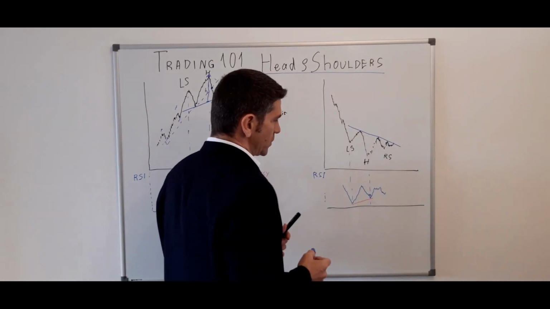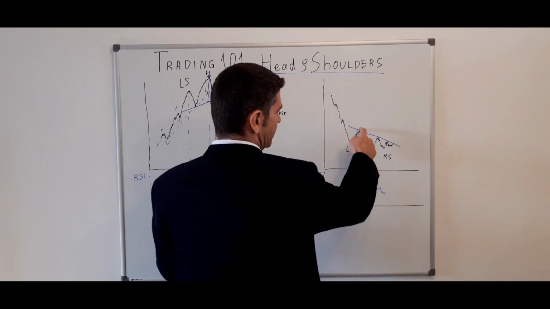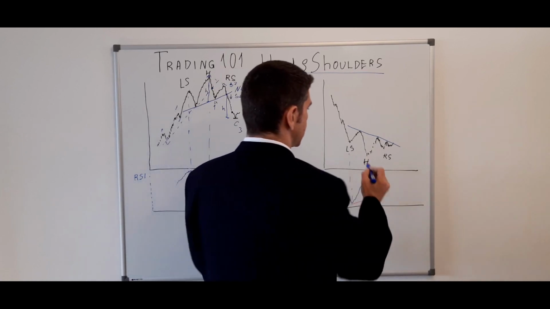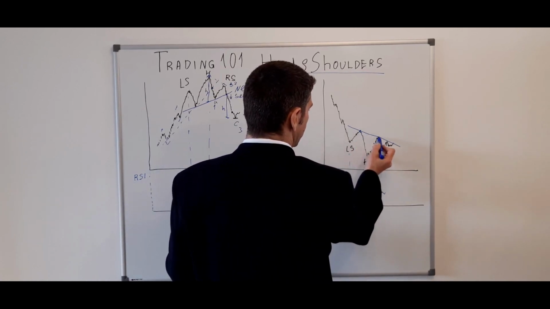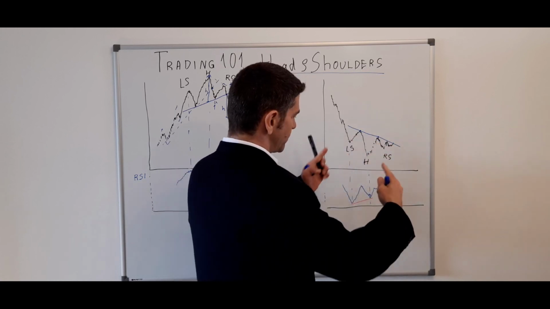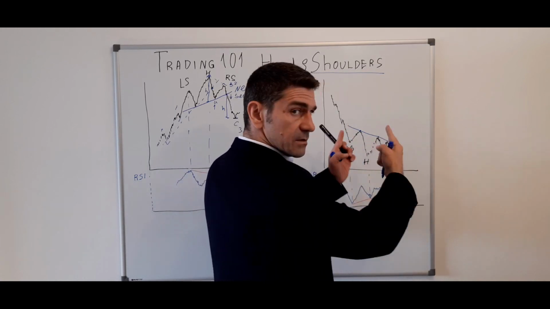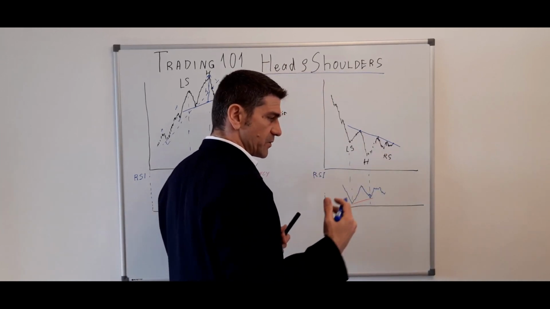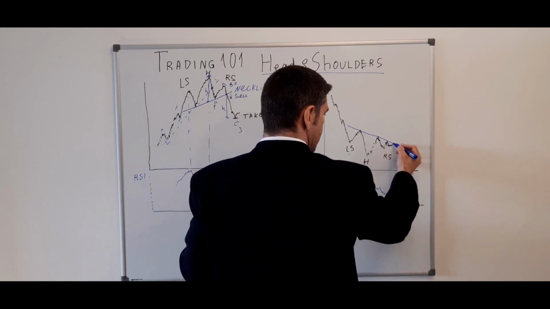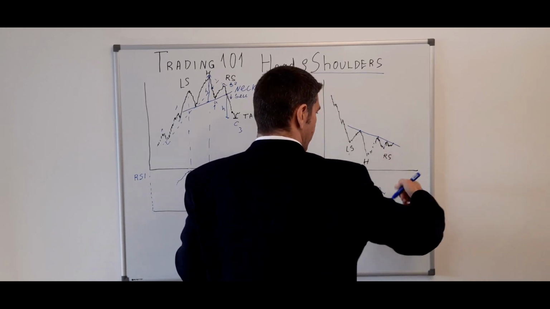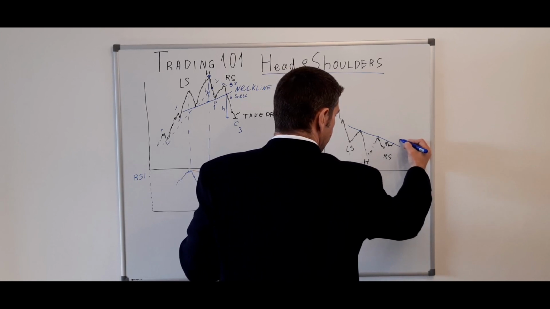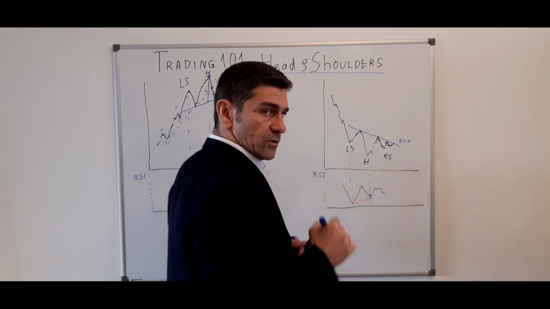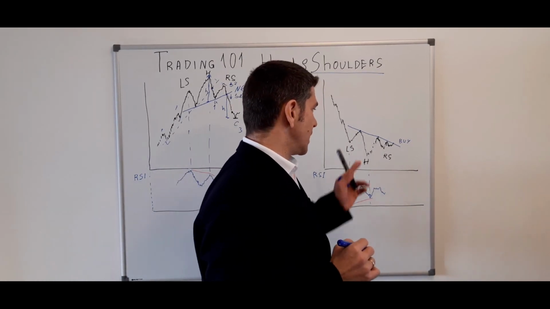Okay, what we have to look at here, again, we have to draw this neckline. This time the neckline, we have to draw it from where? From these tops between the head and the shoulders. Okay, and here what the traditional technical analysis says: once this neckline is broken from down to up, we've got a buy signal, a traditional buy signal.